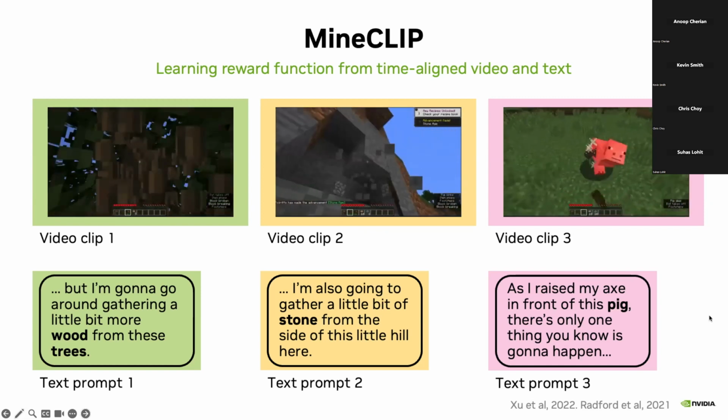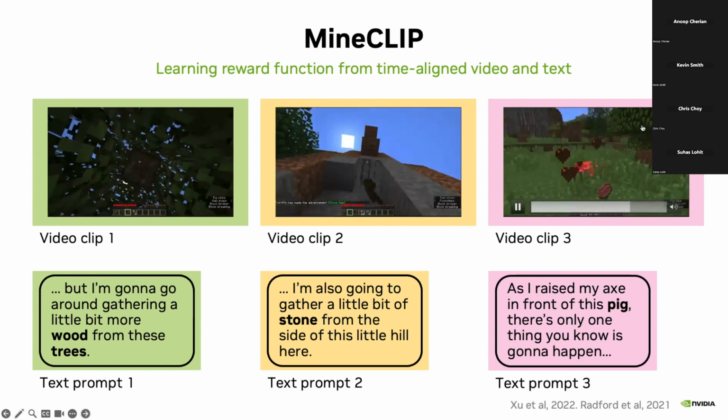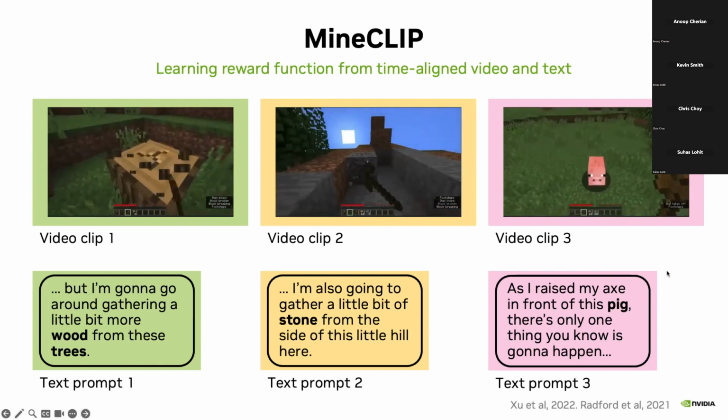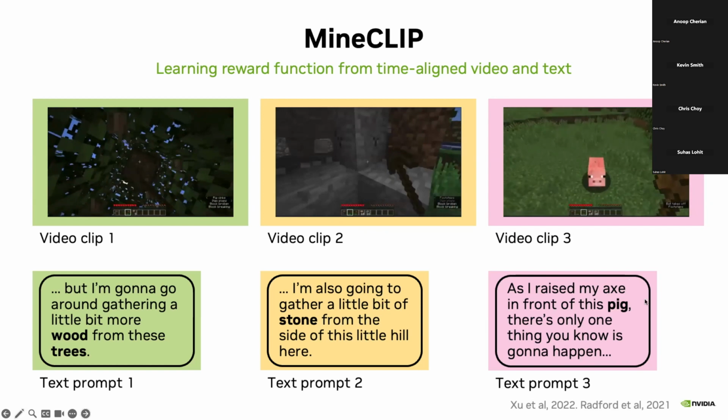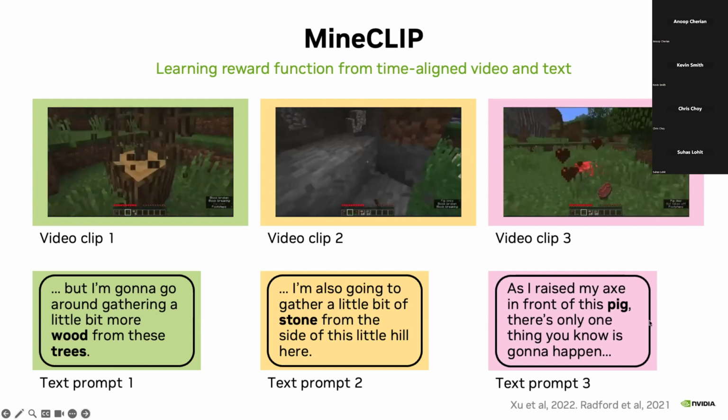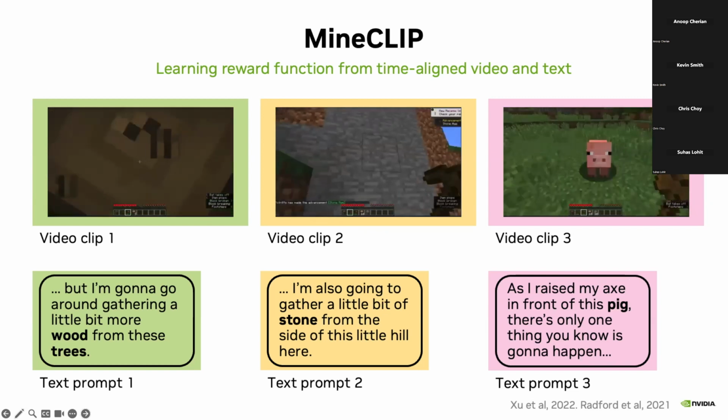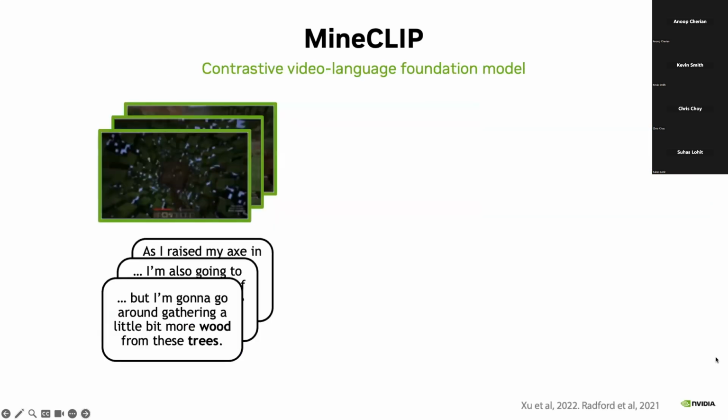So let's see, for the rightmost video, you can see that the user is killing a pig, and then the transcript said, "As I raise my axe in front of the pig, there's only one thing you know is going to happen." So it's pretty obvious that it's associated with the video. So using this kind of time-aligned data, we trained MineClip similar to OpenAI CLIP, but instead of text to image association, we create text to video association, and then train this using contrastive loss.